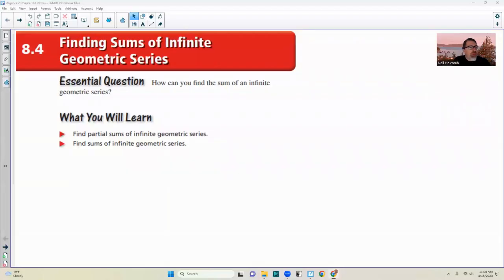Okay, this is chapter 8.4, finding sums of infinite geometric series. The essential question here is, how can you find the sum of an infinite geometric series? What you will learn in this chapter or video is finding partial sums of infinite geometric series and finding sums of infinite geometric series. So you're going to find the sum of the series and partial sums. So let's take a look.